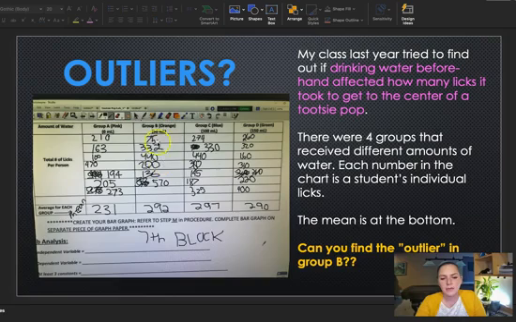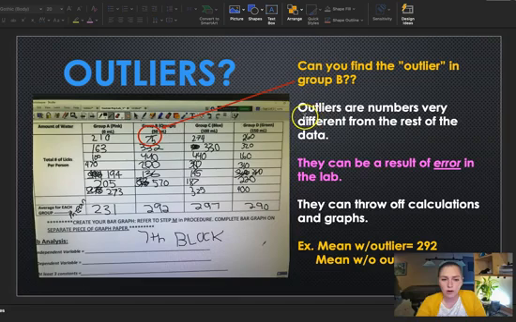However, look at group B. Do you see an outlier? So here's the data values from each kid, and here's the average or the mean down below. In this set of data, can you find an outlier? Do you know what that is? If you guess 75, you are correct. An outlier is a number that's significantly different than the other numbers in that set. And a lot of the times it's a result of error. Something happened to throw that point off from the other ones.